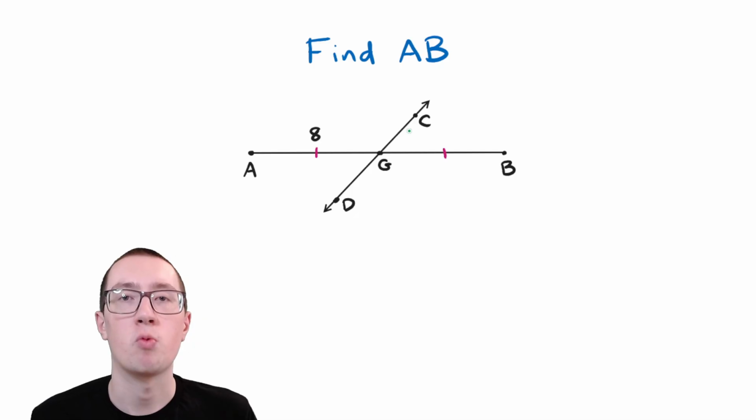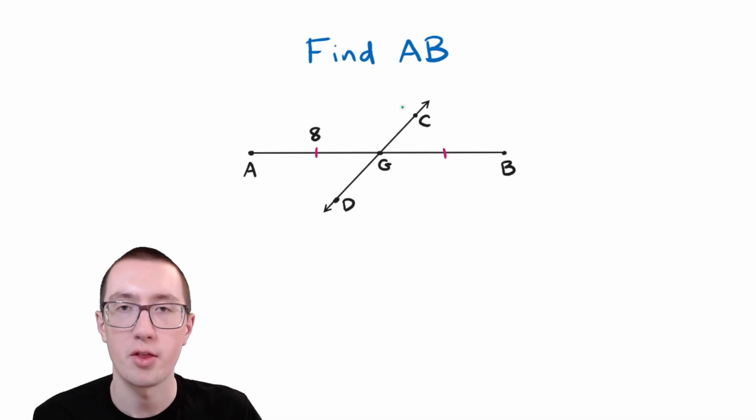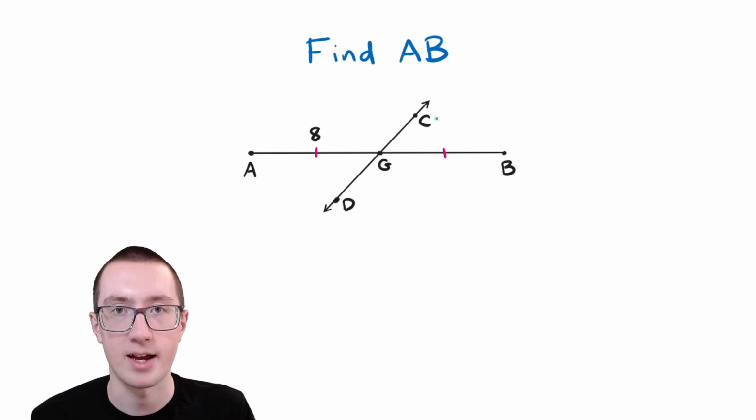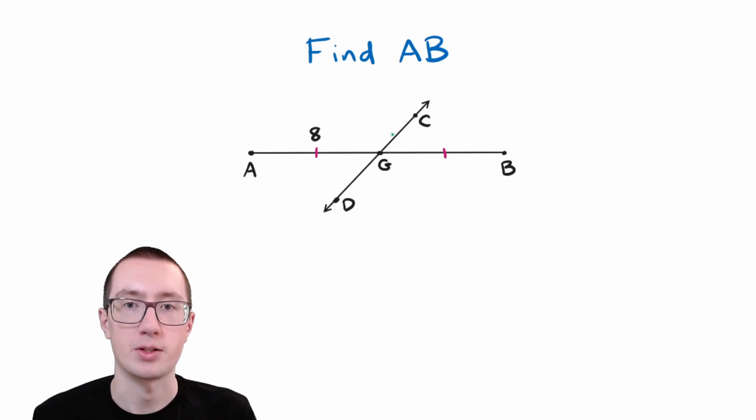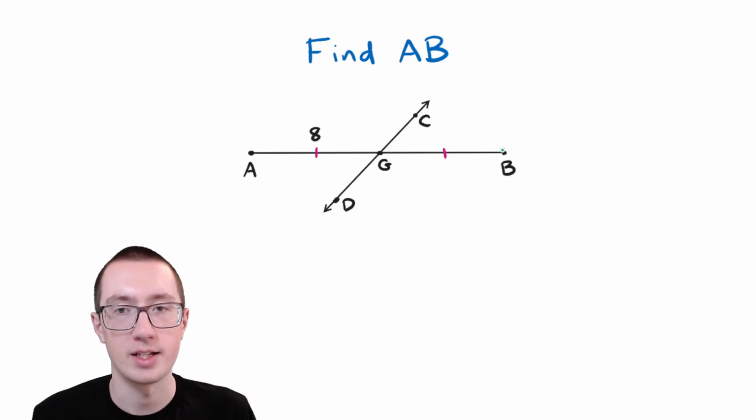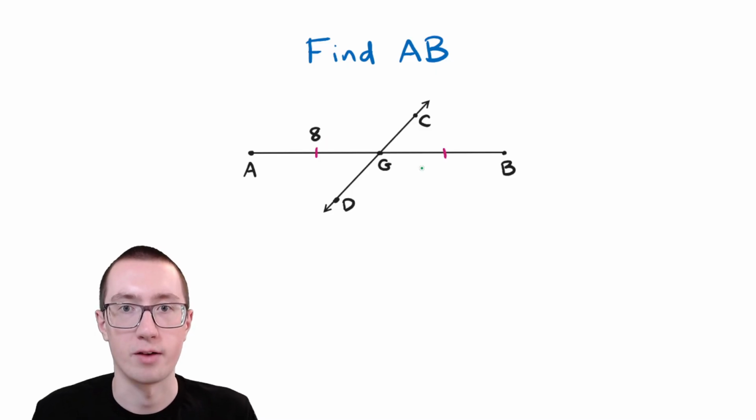Now, in this case, we have what's called a segment bisector, which is just a really fancy name for a line that splits through another line perfectly in half. So in this case, the line CD is a segment bisector because it is splitting through A and B perfectly, like in half. It has to go right through the middle. So from A to G is the same length as from G to B.